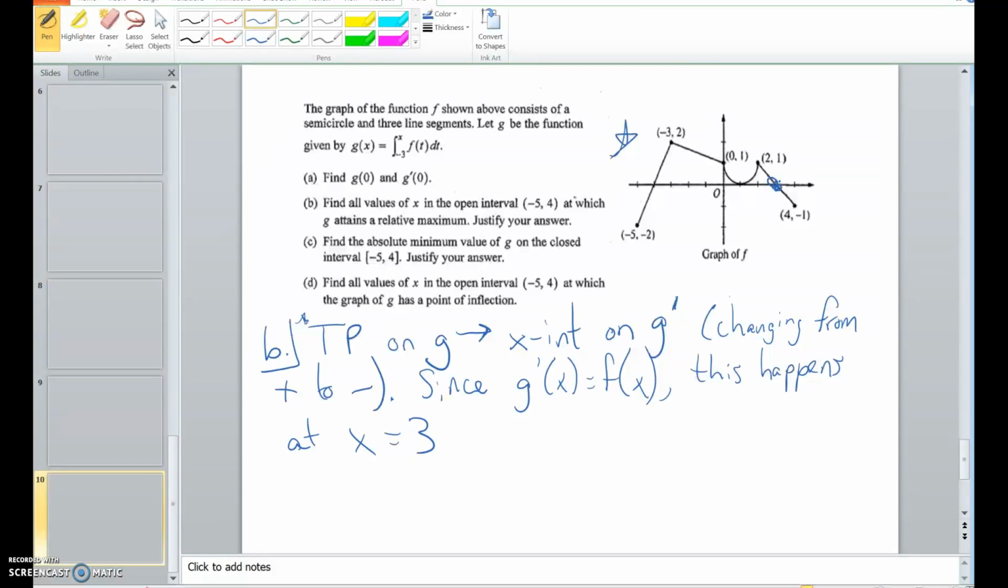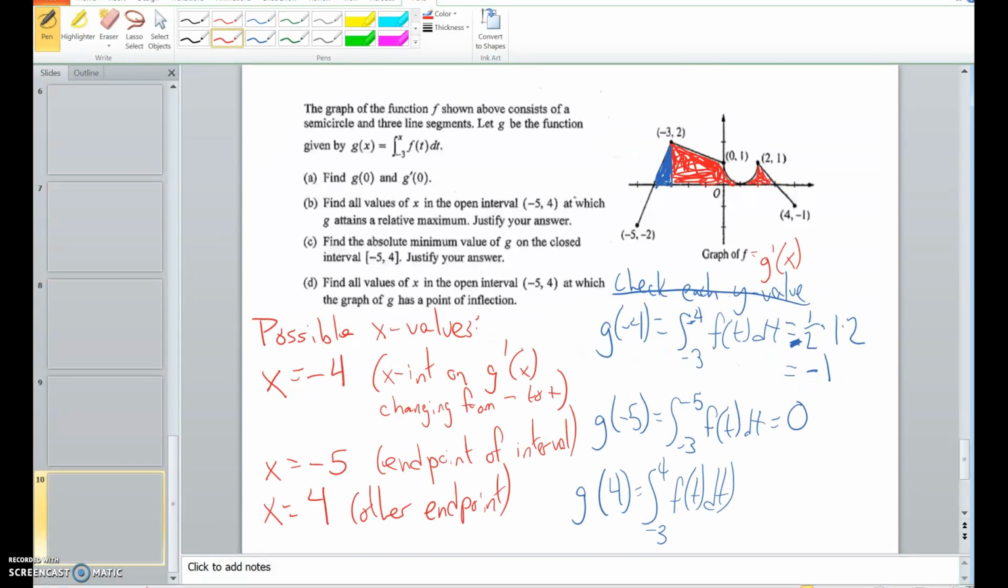Okay, take a swing at part C. Okay, so part C is a closed interval problem. So we're looking for an absolute minimum on a closed interval. So we want to find places where the derivative of g is equal to 0. That'll be a turning point, so that would be a candidate minimum. But then because it's a closed interval problem, we also need to check the endpoints of the interval to see if the function g actually takes on a minimum value at those endpoints.